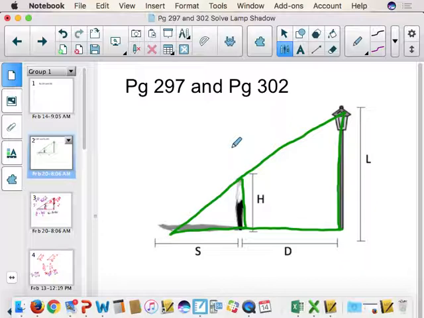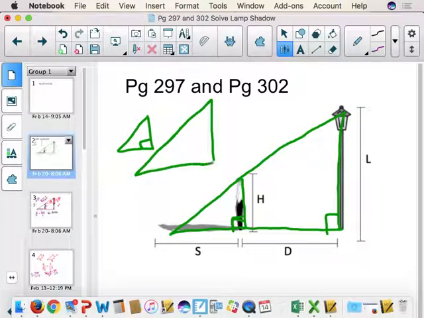The object, we could say, would be perpendicular to the ground, so it's going to form a 90-degree angle with the ground. The light source, remember we focused on that being perpendicular, 90 degrees to the ground, and that light's not changing, so this is that lamp. That height's going to stay the same. So we have our little triangle that has a 90-degree angle, and we have the large triangle that has a 90-degree angle.